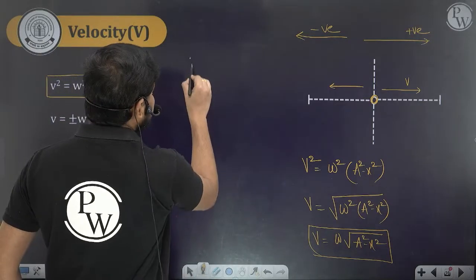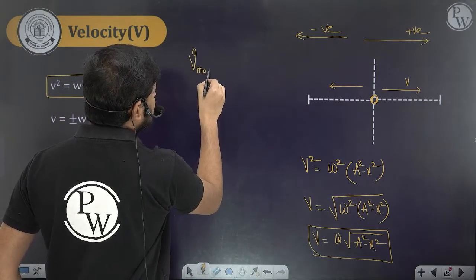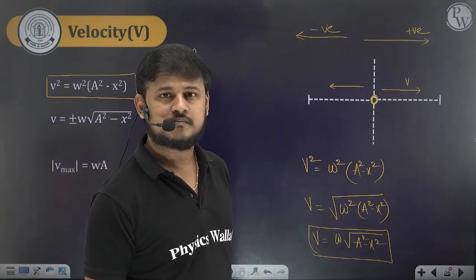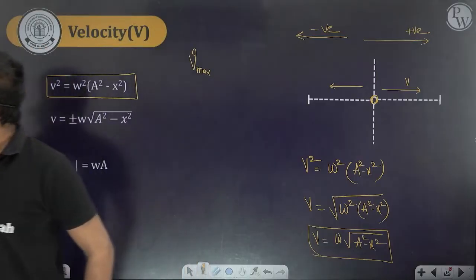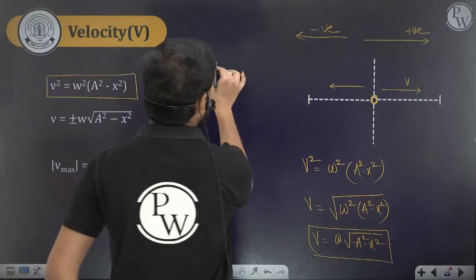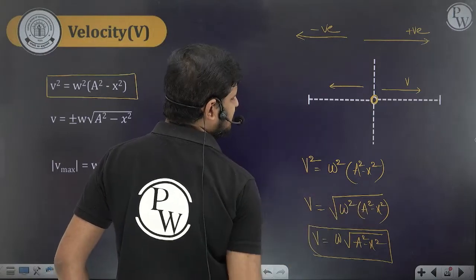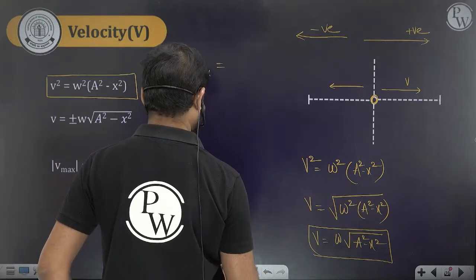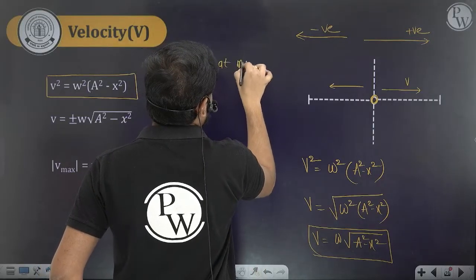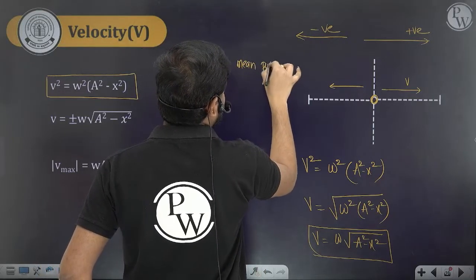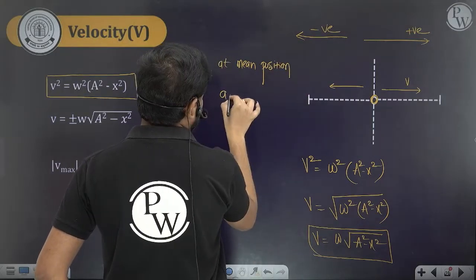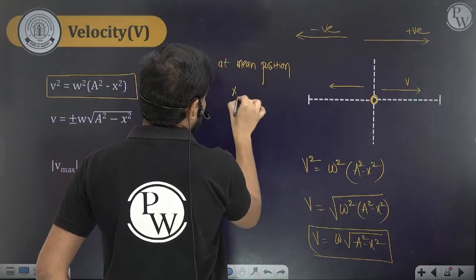And what is the maximum velocity? The velocity will be maximum at the mean position. So that means x is equal to 0 at the mean position. Done? Chal.